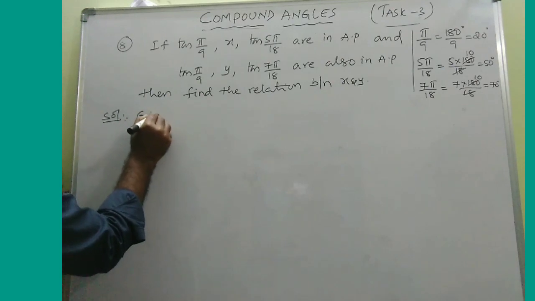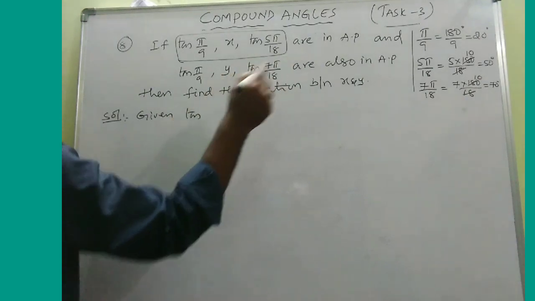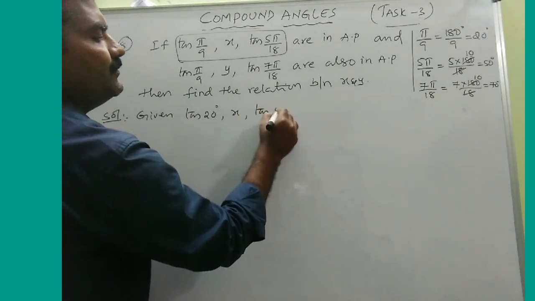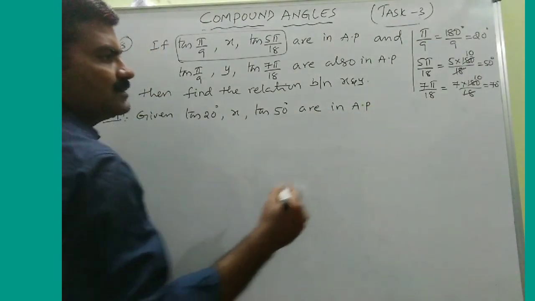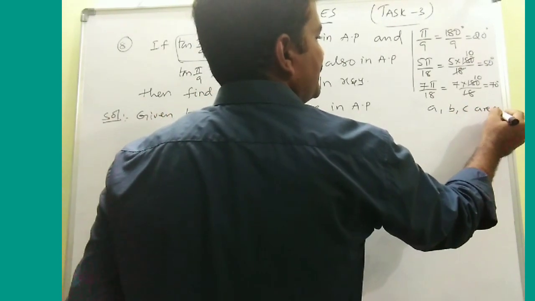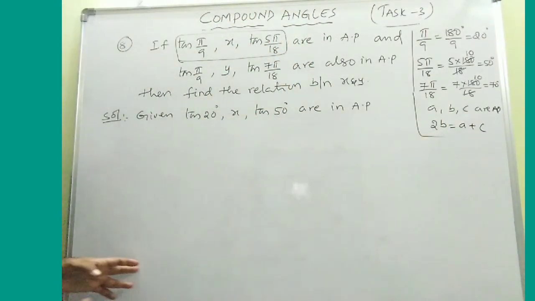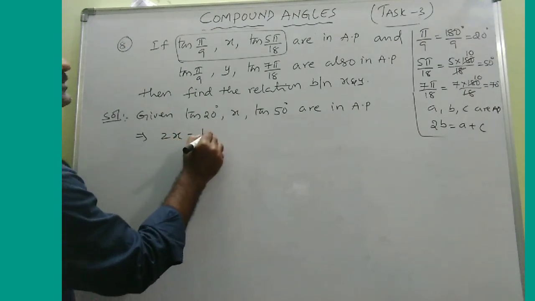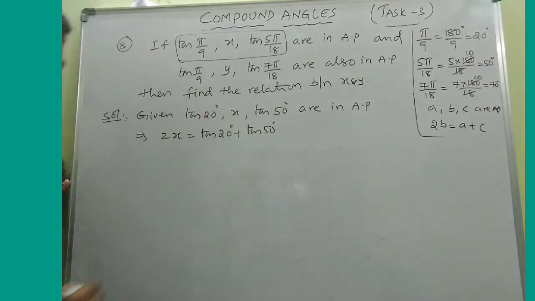So what is given? You see first one, this part I am talking about. That is tan pi by 9, which is nothing but tan 20 degrees, comma x, comma tan 50 degrees are in AP. So AP means you need to remember, no? If A, B, C are in AP, then the relation is 2B equals A plus C. So please remember that. That implies, according to that, 2x equals A plus C, tan 20 degrees plus tan 50 degrees.